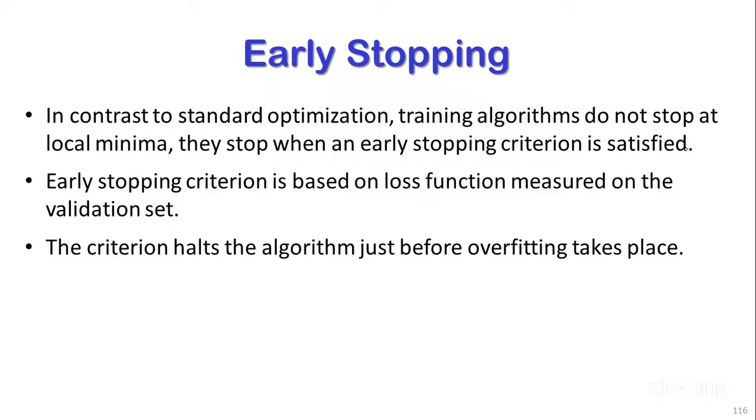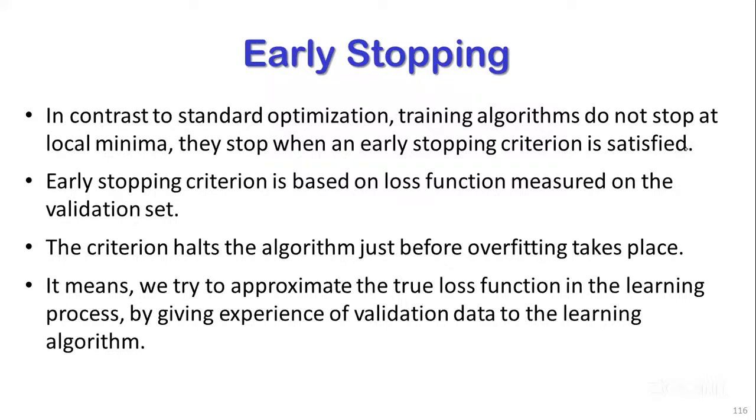This criteria is going to stop your algorithm just before overfitting takes place, right? Because we don't want overfitting. What does it mean? It means that we are actually approximating. We are not getting the true loss function value. We are approximating the true loss function in the learning process by giving the experience of validation data to my training algorithm, right? Not exactly, but I'm giving it this.